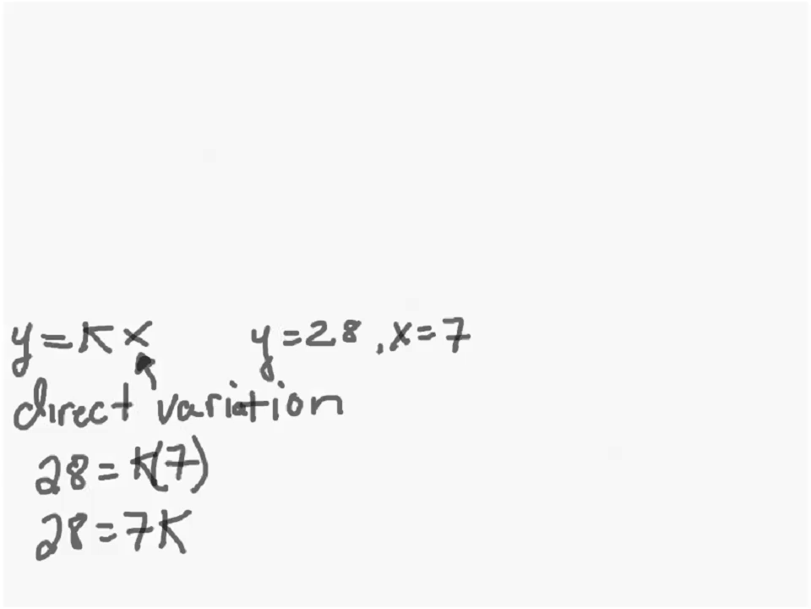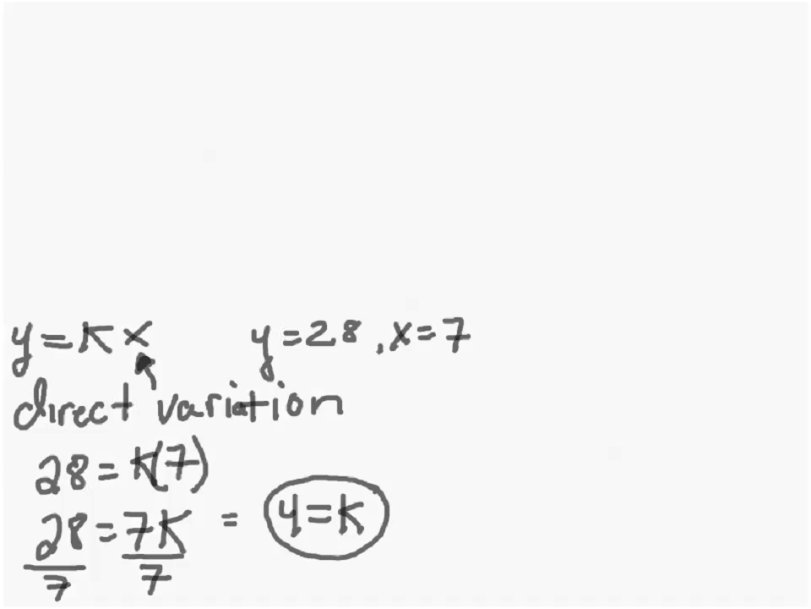So now we need to solve this and get what our k equals. So basically we're looking for the constant variation. We're trying to find out how it varies, which is also our slope, right? So how do we solve for k if we have 28 equals 7k? Divide. What are we dividing by? 28 divided by 7. So what is k equal? 4. Yes. So 4 equals k. So that's our answer. It's asking us to find what it varies by, and it varies by 4.